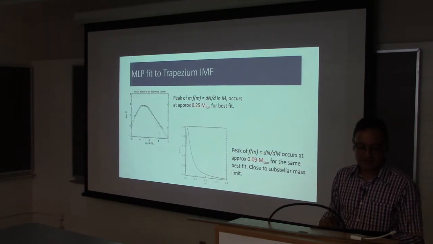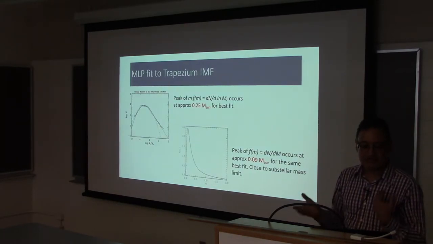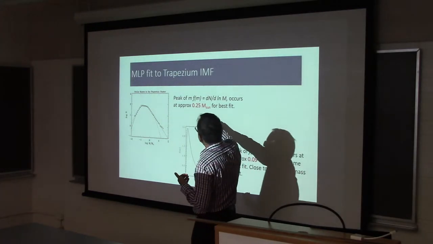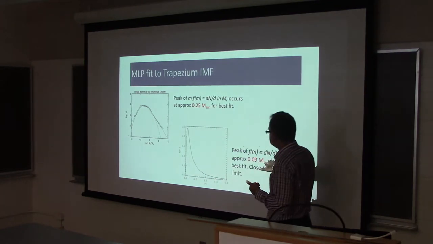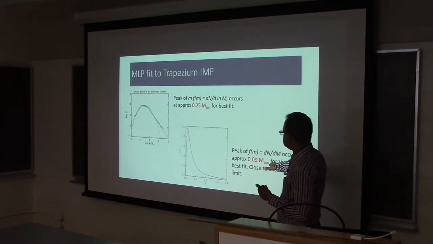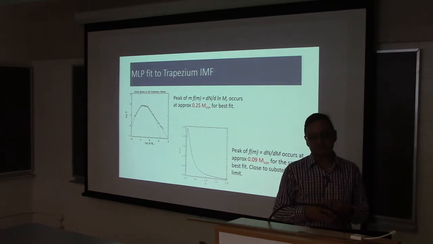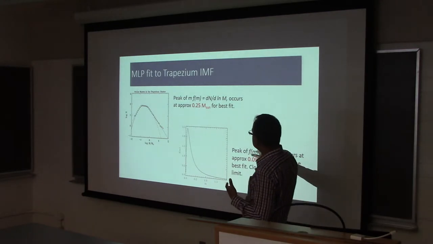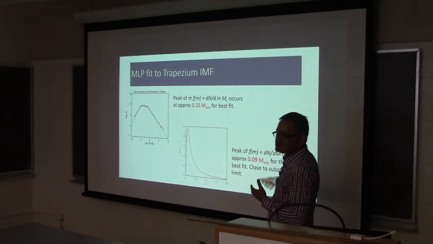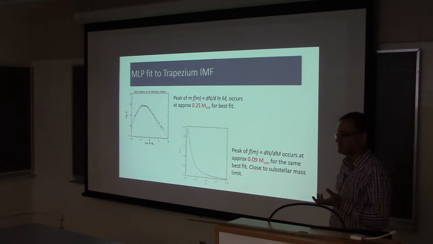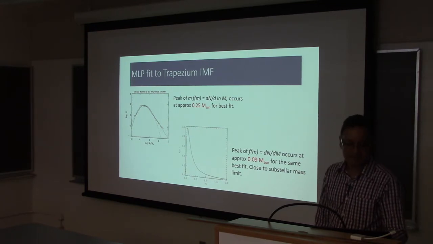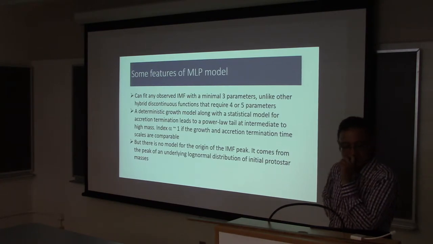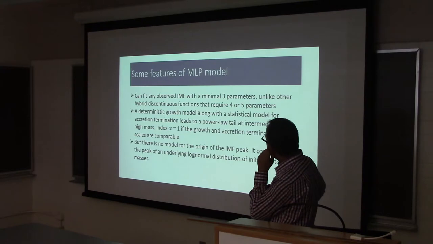Okay. So I've done this, and so again, now if I look at the MLP fit to the 2002 ONC data, the peak in log space is 0.25 solar masses, but the peak of the linear mass binning is right at the substellar mass limit. So again, I think there's something here that this number, or even the average of these numbers, is not far from the substellar mass limit.